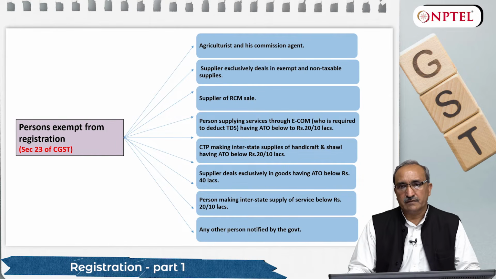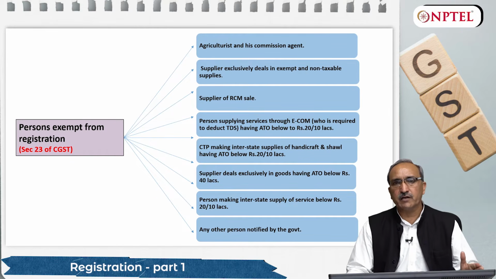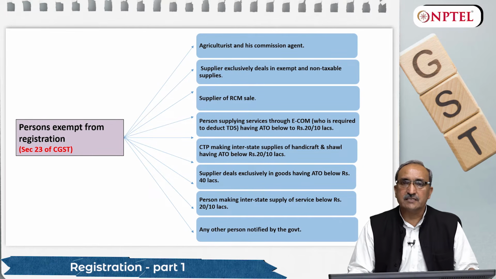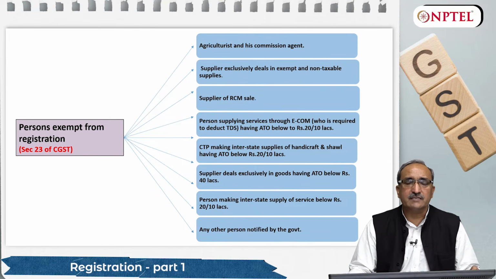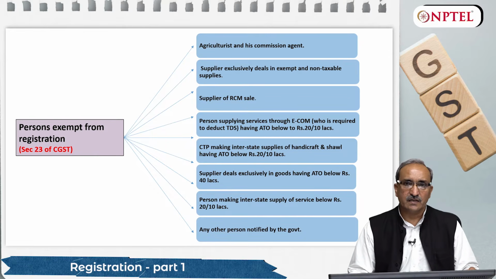Supplier of RCM sale. If your product is in such a way that you are exempted from GST tax, but your buyer is supposed to pay tax on that, reverse charge mechanism. So if your outward supply is purely covered under RCM mechanism of GST under section 9 subsection 4 or under section 9 subsection 5 of CGST Act, then you need not take registration, because in that case your buyer will pay tax. It is under reverse charge mechanism.